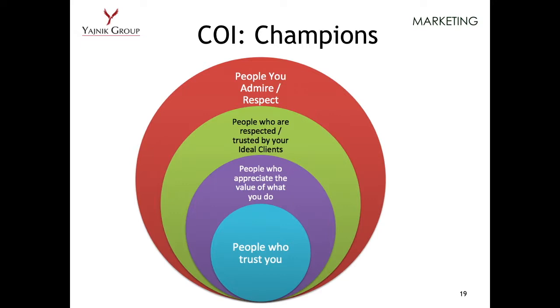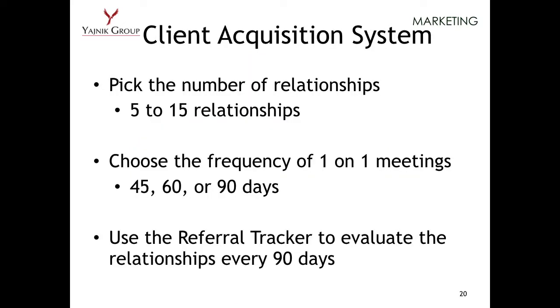Well done. Now you've noted down several potential referring partners for yourself: your clients, your ideal clients, your center of influence power partners, and your center of influence champions. Now we're all set to move to the next step of the client acquisition system. That's probably more relationships than you can maintain consciously. So just pick the number of relationships first that you want to nurture and maintain overall. Just pick a number.